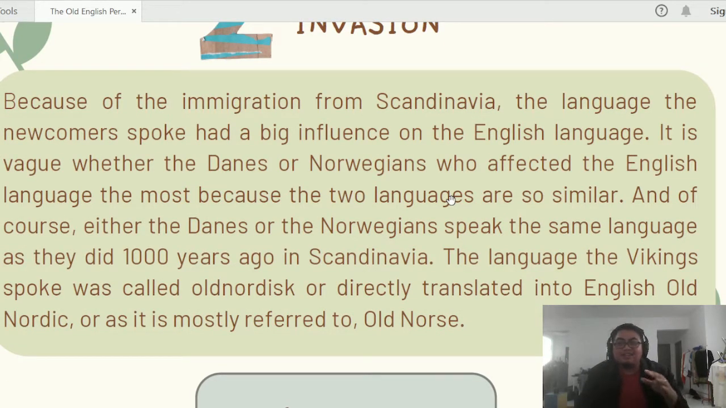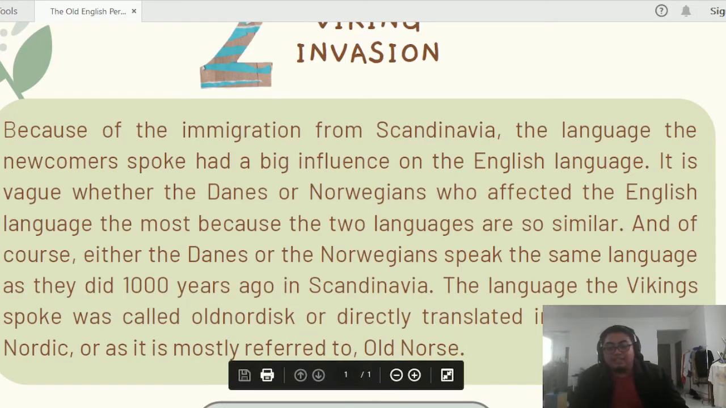Because of the immigration from Scandinavia, the language the newcomers spoke had a big influence on the English language. It is vague whether the Danes or Norwegians affected the English language the most, because the two languages are so similar. And of course, the Danes and the Norwegians still speak much the same language as they did 1000 years ago in Scandinavia. The language the Vikings spoke was called Old Nordisk, or directly translated into English, Old Nordic, or as it is mostly referred to, Old Norse.